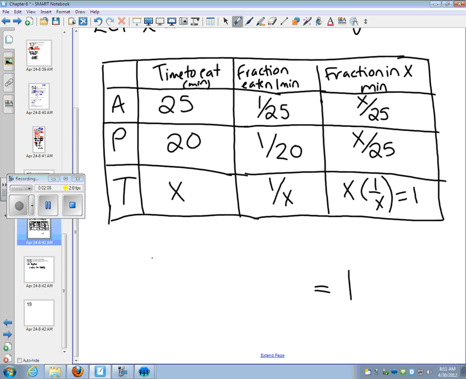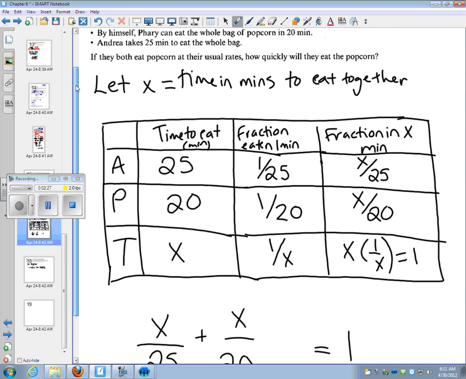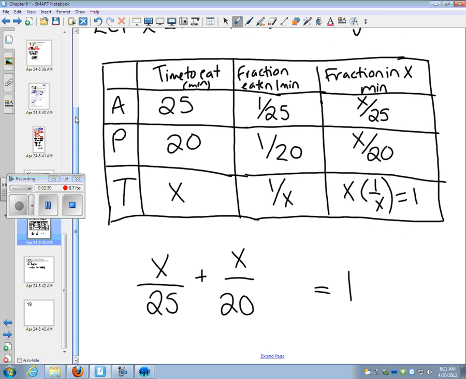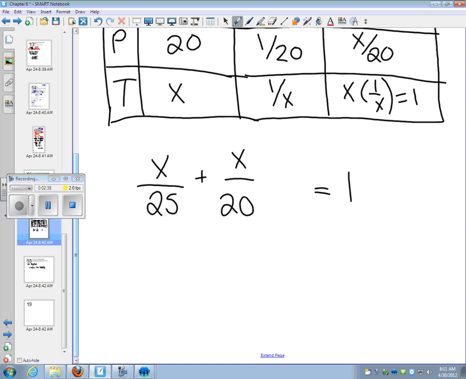So x over 25 plus x over, whoops, made a mistake in my table, x over 20 should be right here, plus x over 20 is equal to 1. So in x minutes, remember we said x is equal to the time to eat the bag together, she's eaten x 25ths of it, he's eaten x 20ths of it, but together they've eaten the whole bag. And so now we have a rational equation that we can solve.